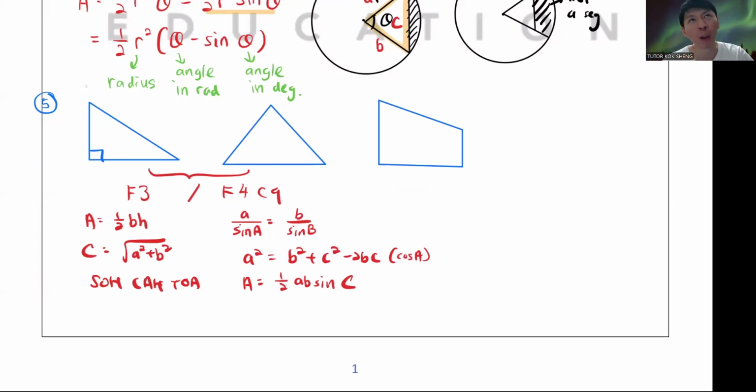Yeah, sometimes you have a trapezium also. Trapezium, I think there is nothing special. Normally you just need to go through the area only, the area of the trapezium.